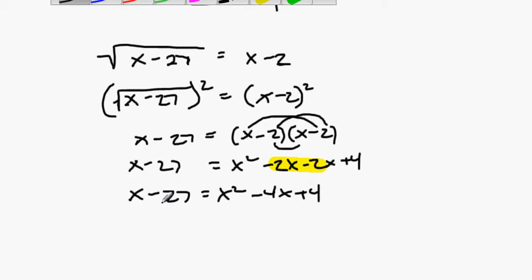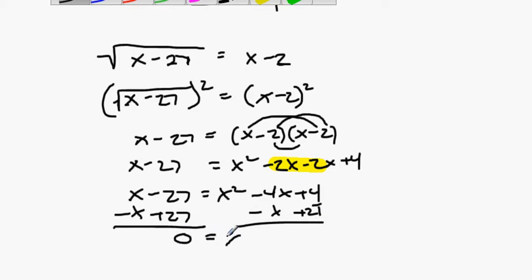And at this point, what I would do is I would zero out the left side of the equation. So I would subtract out x and add 27. Subtract out x, add 27. And here I would get 0, and here I would get x squared minus 5x plus 31.